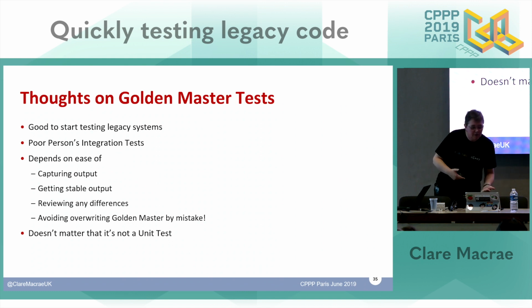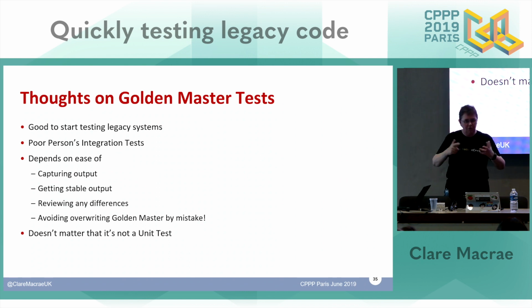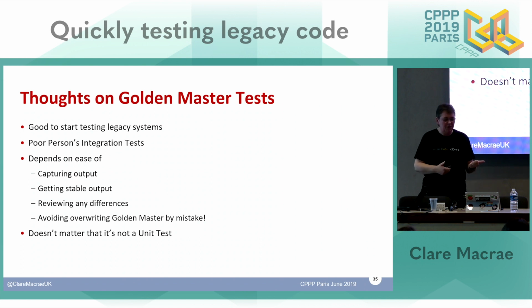And how easy it is to review the differences is quite important as well. If you write out too much information, it can be hard to do that. It's also really important to make sure that what you set up is robust enough that people don't accidentally overwrite the golden master with what should have been a failing test but now becomes your new right answer.